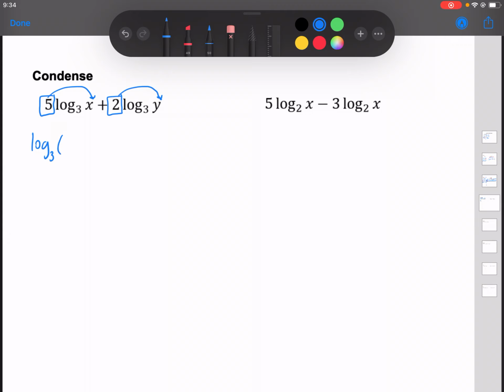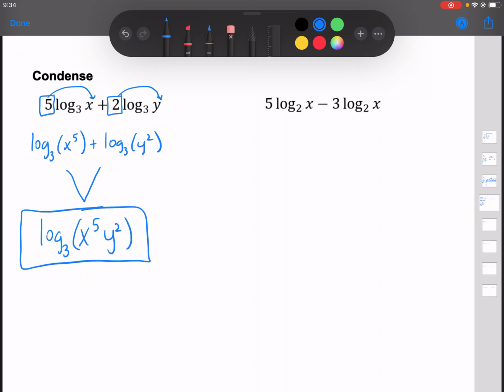So we have log base 3 of x to the 5th plus log base 3 of y squared. Once again, you don't need the parentheses, it just sometimes helps to see that. Then the last step was to get this all to be one log. The only way you'll have a fraction is if there's subtraction anywhere, and there's no subtraction on this one. So I'll just write it as x to the 5th times y squared in the log, and that's it.